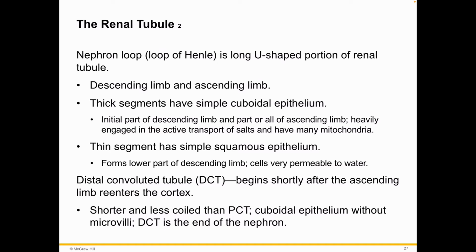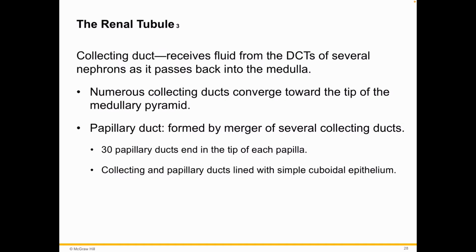It's going to be the part that connects right into the loop of Henle as it leaves the medullary component and moves into the cortex, or the cortical component. And it's shorter, it's less coiled. It picks up a few of the last filtrate items before it leaves and enters the collecting duct, which receives this fluid, or the filtrate, from the distal convoluted tubules. And then it passes it right back into the medulla, sorry.